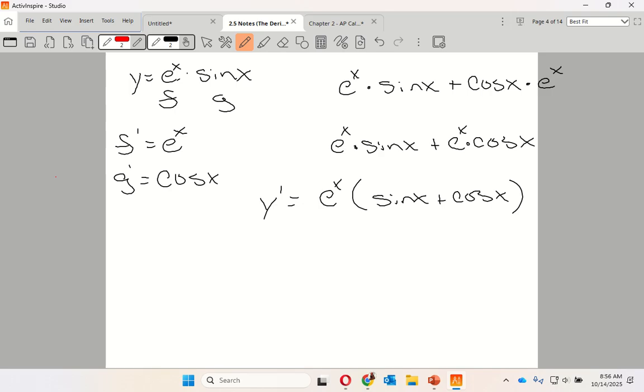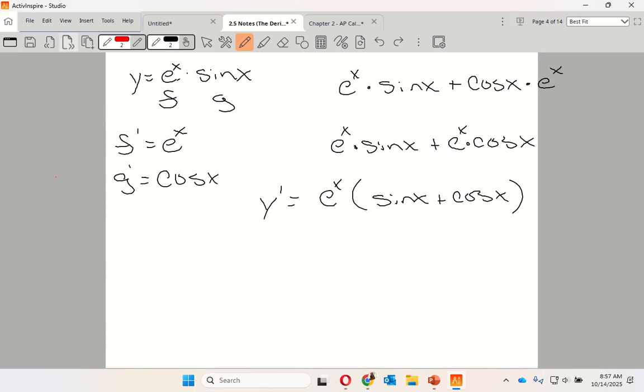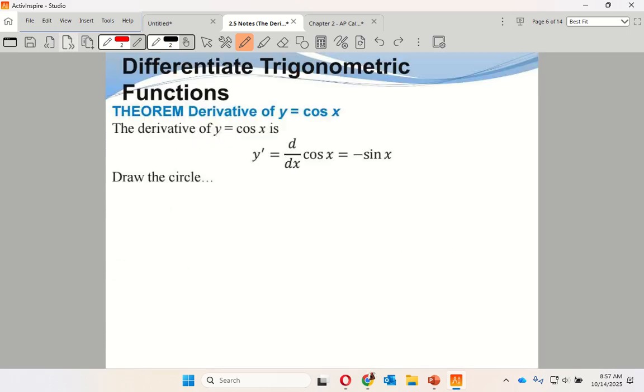Is that okay? Questions over this? All right, that's that one. And so you guys already have this, because didn't we do this one on the circle? We know that the derivative of cosine gives me negative sine, because that's why we drew the circle. We already have those.